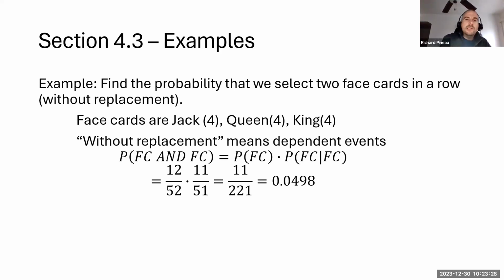So we want the probability we select a face card and a face card. Because it's dependent events, the second face card is going to depend on the first card being a face card. I hope we agree that for the first face card, there are 12 out of 52. And for the second face card, since we've already looked at a face card, there has to be 1 less of them. So that's 11, and there's 1 less card in the deck, which is 50. So in this case, 11 out of 221.